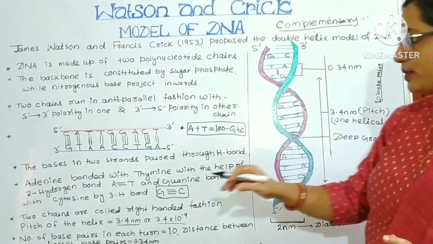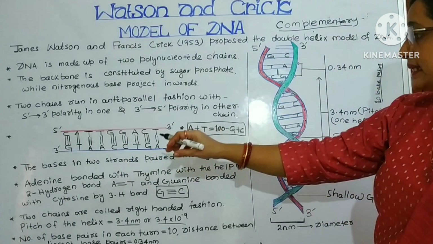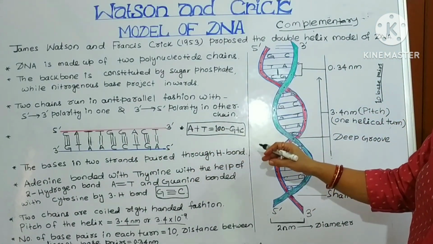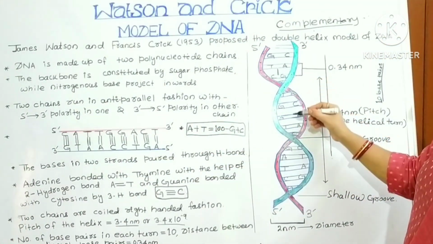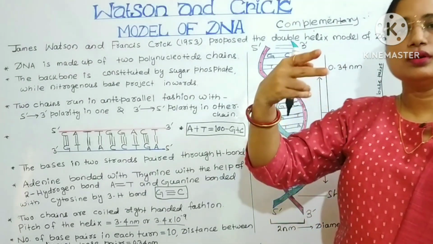Okay, next point. The bases in two strands are paired through hydrogen bond. Nitrogen bases are paired through hydrogen bond.